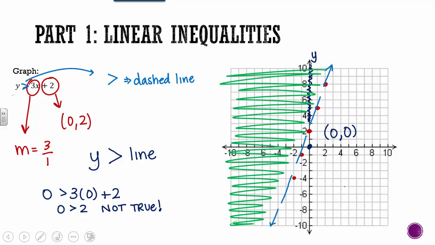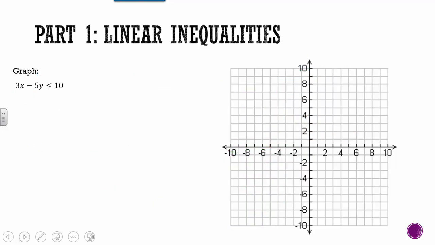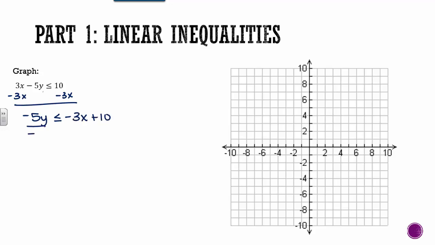Let's try another one. This one's in standard form. We could find the intercepts, but the x-intercept is going to be a little messy. So let's change it over and put it in y equals mx plus b. Now one thing that we have to remember here is all of our inequality rules from before. I'm going to divide everything by -5 in order to get y alone.